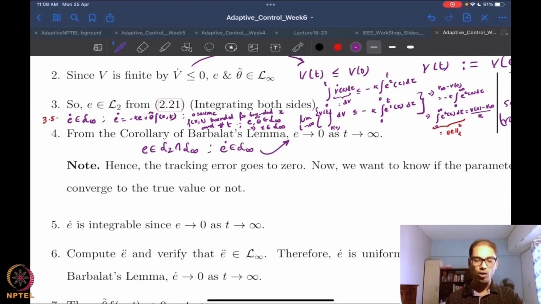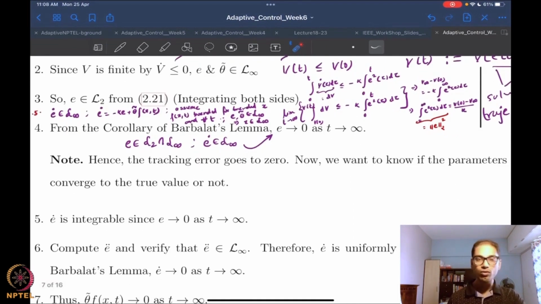Now notice we already have the uniform stability result, the fact that E and theta tilde are uniformly stable at the origin because of the standard Lyapunov theorems. But now we also can claim that E converges to 0 as t goes to infinity. And this is very good for us.